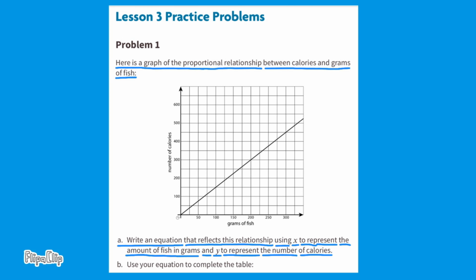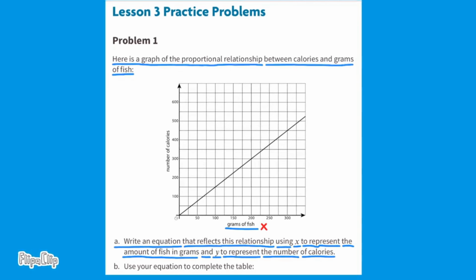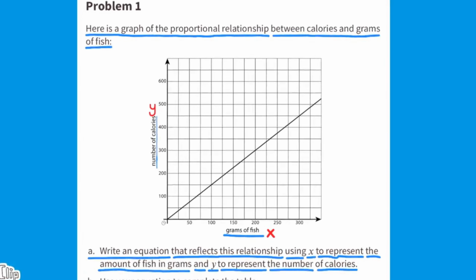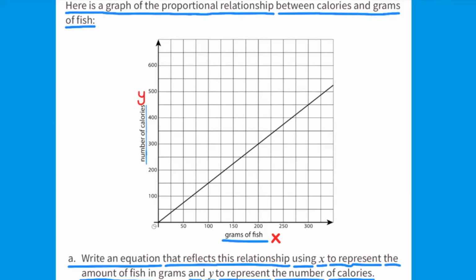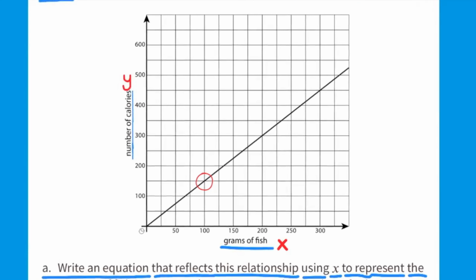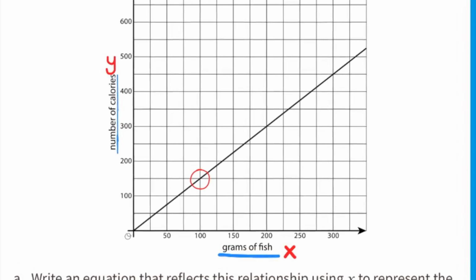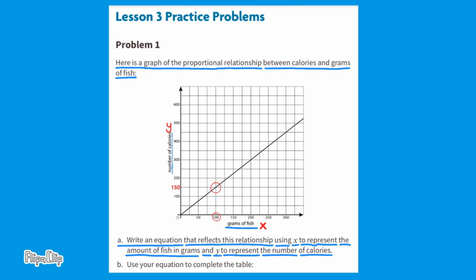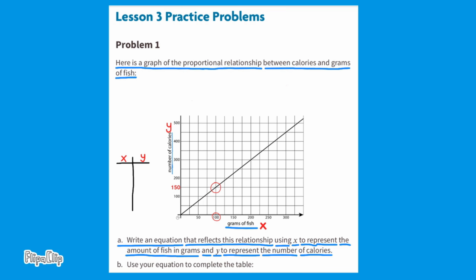Located at the bottom of the graph, along the horizontal axis or the x-axis, is grams of fish. The x-axis represents grams of fish. Located along the vertical axis or the y-axis is the number of calories. Take a close look at the circled section along this line. The line goes right through the crosshairs with 100 along the x-axis and 150 along the y-axis. I'm going to use this to help me figure out more about this graph. I'll use these coordinates to get me started.